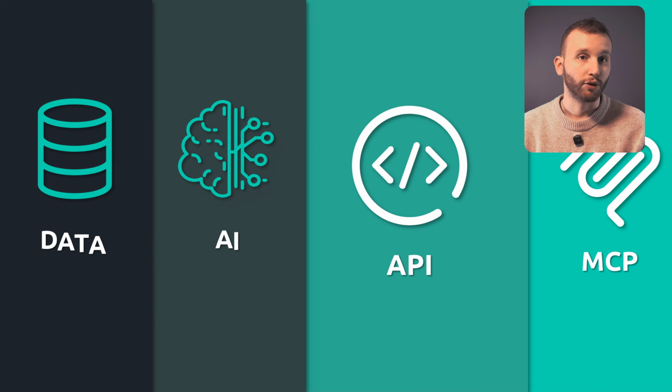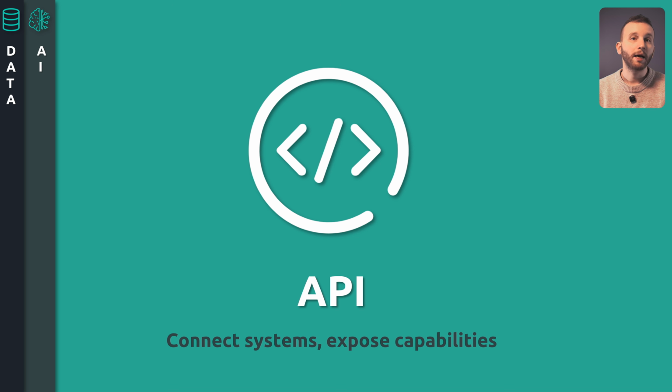We've covered data and AI. Now it's time for the third pillar, APIs. APIs are what makes systems talk to each other. And if you want AI to interact with the real world, with your BIM data, with project management tools, your cloud storage, APIs are the bridge.